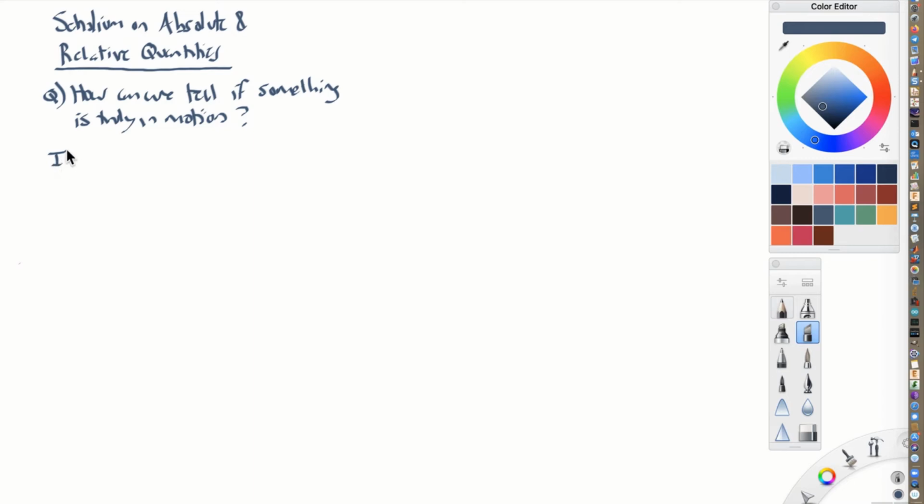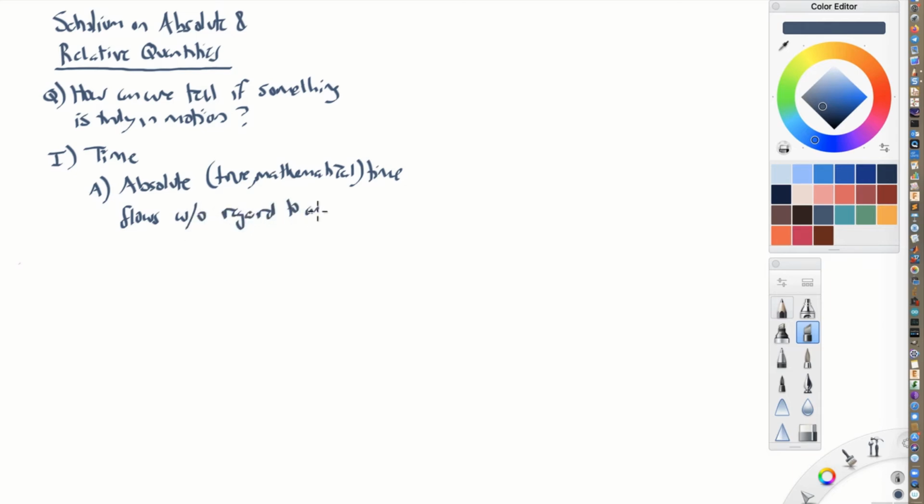First of all, let's talk about Newton's view of time. He distinguishes between what he calls absolute or true and mathematical time, which he says flows without regard to anything external. So there's this thing called time that is flowing for everyone at the same rate.